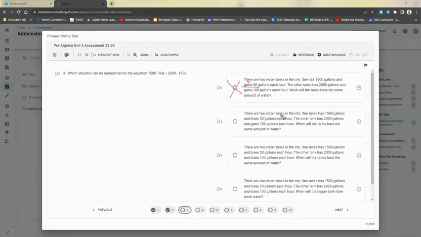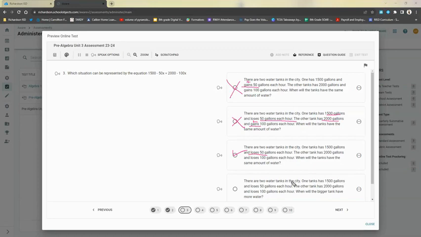There are 2 water tanks in the city. One tank has 1,500 and loses 50 gallons each hour. The other tank has 2,000 gallons and gains. This word gains means add, so I know it's not right because this is subtraction. There are 2 water tanks in the city. One has 1,500 gallons and loses 50 gallons each hour. One has 2,000 gallons and loses 100 gallons each hour. This one seems correct. But I'm going to look at this one.